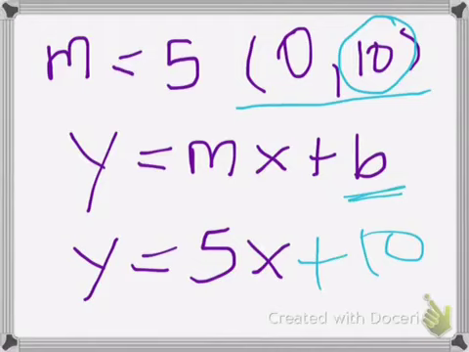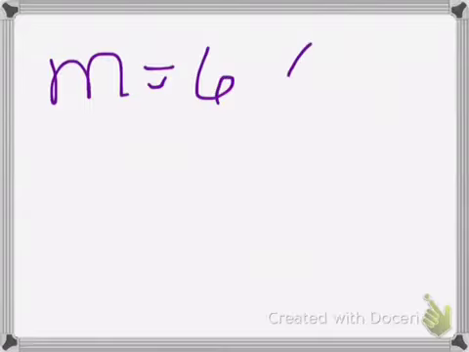Now, there are some cases where we're not as lucky. Sometimes they tell you that the slope is maybe 6. And then they tell you that the line passes through the point (1, 2). Now, it's a little trickier with this one. You have to do some math.